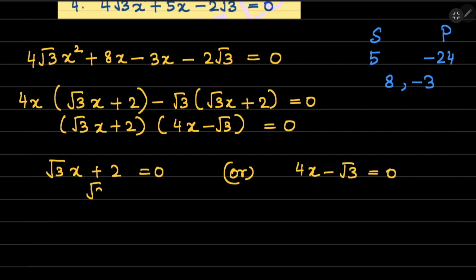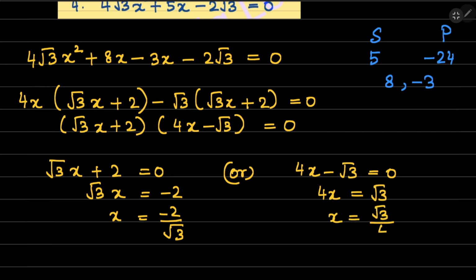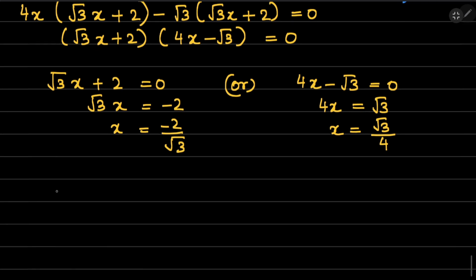So on solving, what do you get? Root 3x is equal to minus 2. x is nothing but minus 2 by root 3. This is one of the roots. 4x is equal to root 3, or x is equal to root 3 by 4. This is another root. So therefore you can write x is equal to minus 2 by root 3, comma, root 3 by 4 are the two roots of the given quadratic.